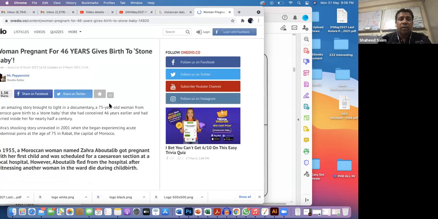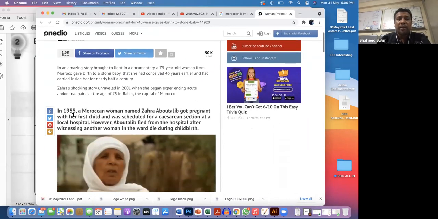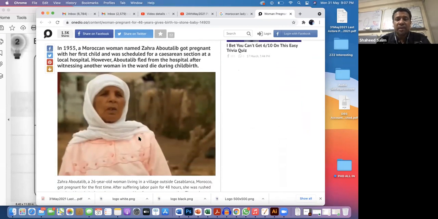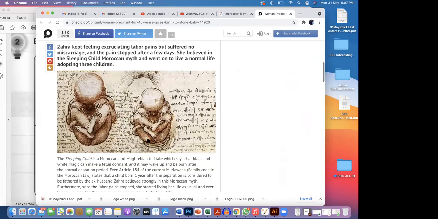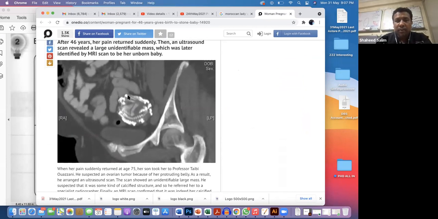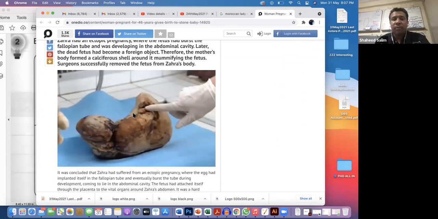So this is now a picture of the Moroccan lady in 1955. Her name is Zahra Abu Talib. This is the lady. And this is the picture of the baby. When they did the scan, they found the baby like that, a fetus, in here. So this is a stone.